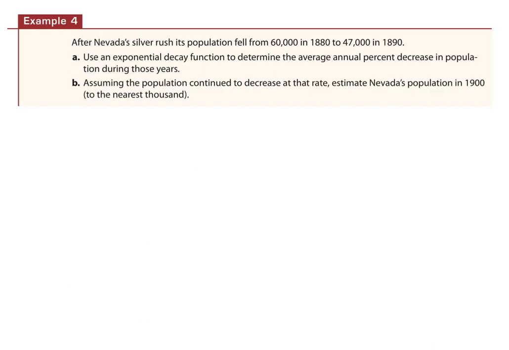So example 4 is similar to example 3, except that now they're talking about a decay. They're telling us that the population fell from 60,000 in 1880 to 47,000 in 1890. So they want us to use a decay function to determine the percent decrease in population. Again, we have an ending amount, which is 47,000. We have our initial amount, which is 60,000. We do not know the base, but we do know the number of years, and it was from 1880 to 1890, so we know it's 10 years.